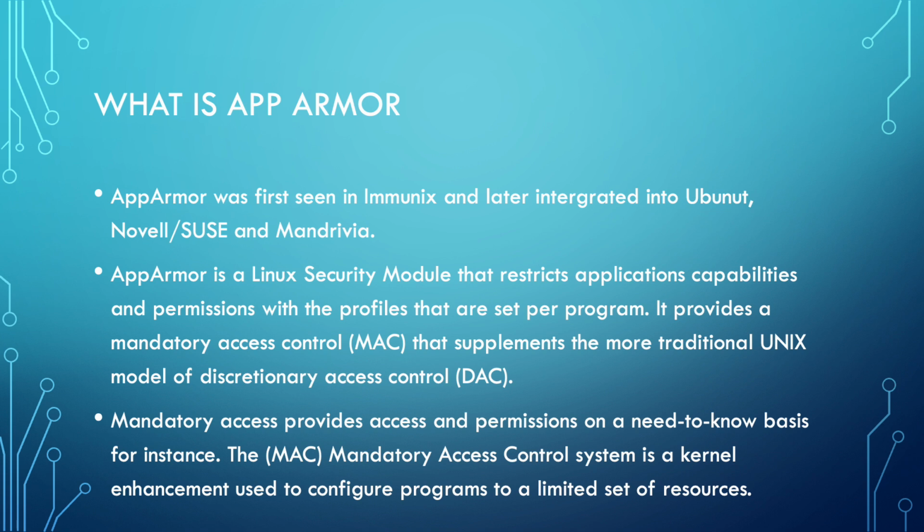AppArmor was first seen in Immunix and later integrated into Ubuntu, Novell, SUSE, and Mandriva. AppArmor is a Linux security module that restricts applications, capabilities, and permissions with profiles that are set per program. It provides mandatory access control, which supplements the more traditional Unix model of discretionary access control. Mandatory access provides access and permissions on a need-to-know basis. The mandatory access control system is in the kernel and is enhanced to configure programs to a limited set of resources.